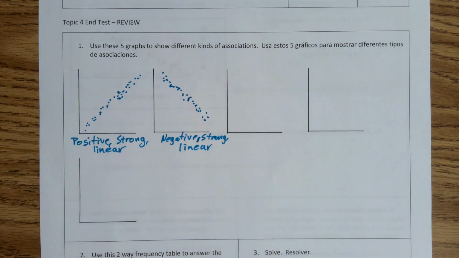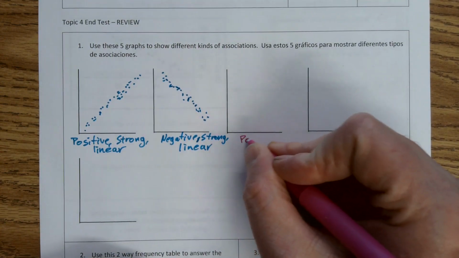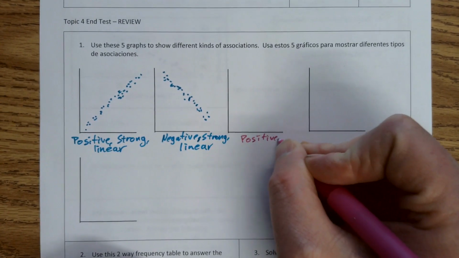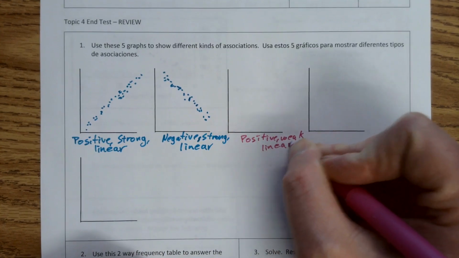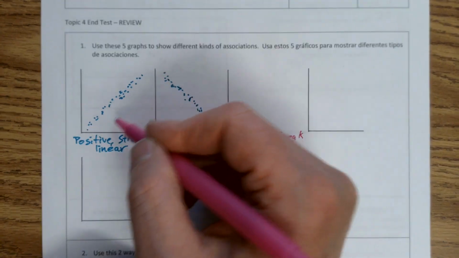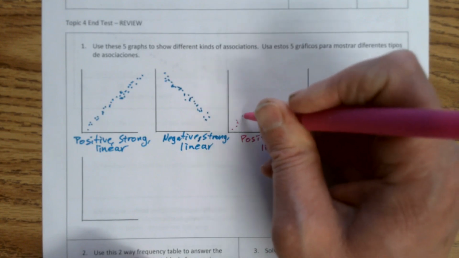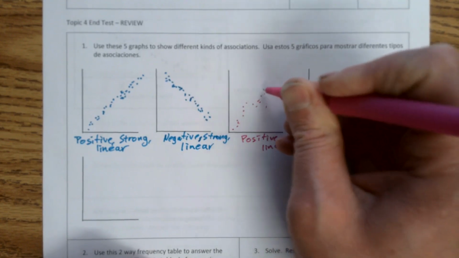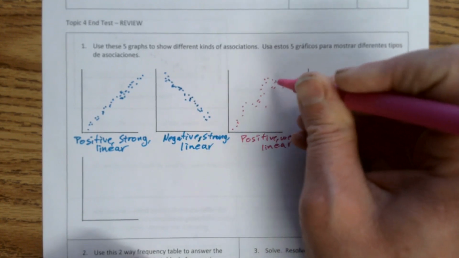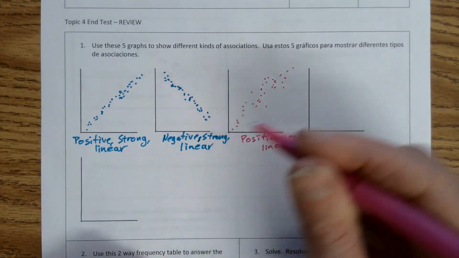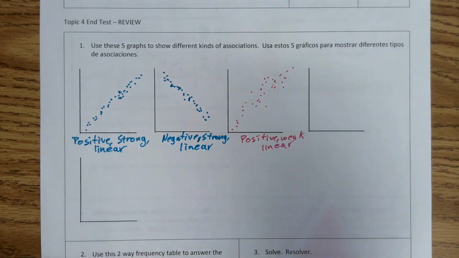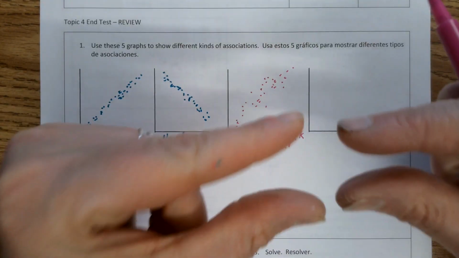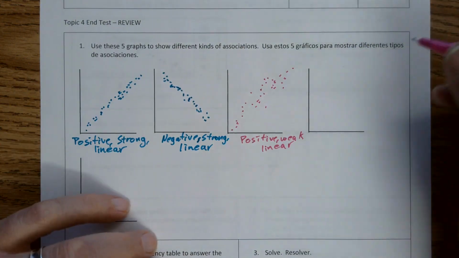Next, we'll do positive, weak, and linear. Okay? And the idea here is that it's going to follow that same trend, right? But rather than the points being closely packed, they're kind of scattered like that. You can still see that it's got a general positive trend going through here, but the points are not really tightly close to a line, right?